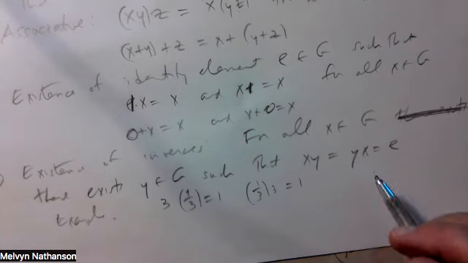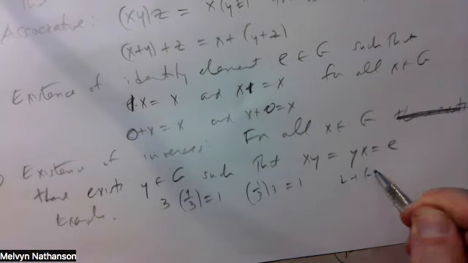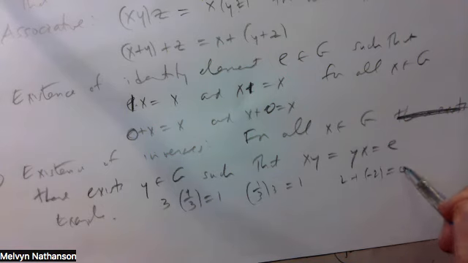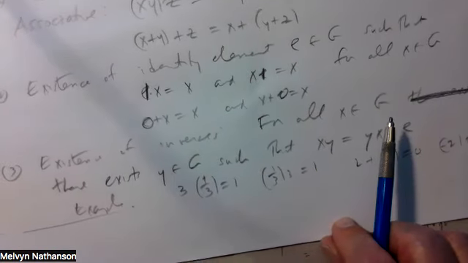Or if you're writing things additively, and if the identity is 0, 2 plus minus 2 is 0, and minus 2 plus 2 is 0. So under addition, the inverse of 2 is -2. And those are the three properties of a group. That's it.